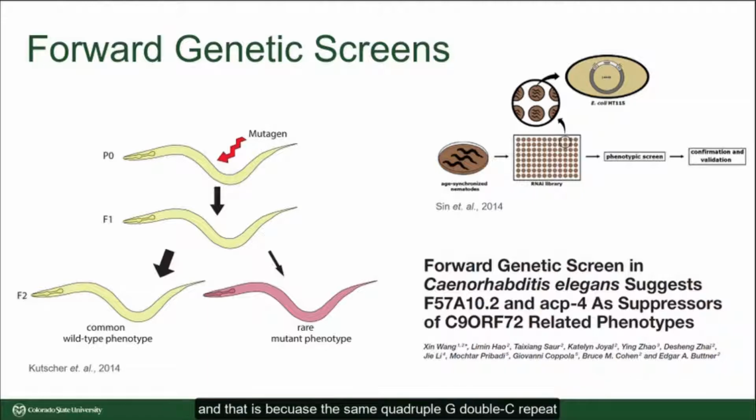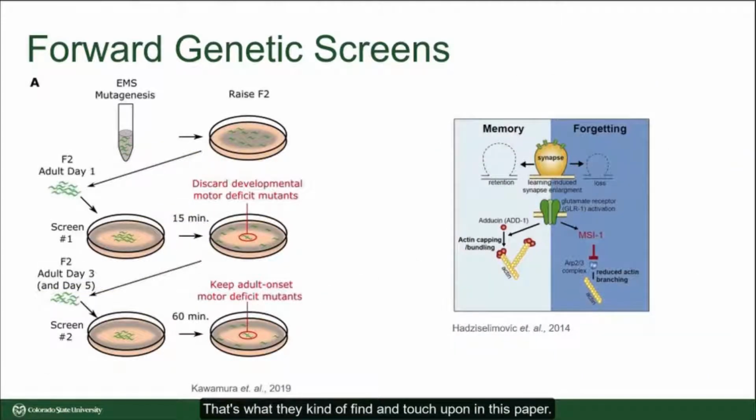elegans, they're pairwise. So the same quadruple G double C repeat in humans, if you engineer that into C. elegans, they're pairwise, so they don't move. You can imagine then you can do a type of screen where you have these mutants, subject them to some mutagen, and in our progeny, if we find worms that are moving just fine, then maybe potentially we could have found the suppressor of this repeat. That's exactly what they find and they touch upon in this paper.